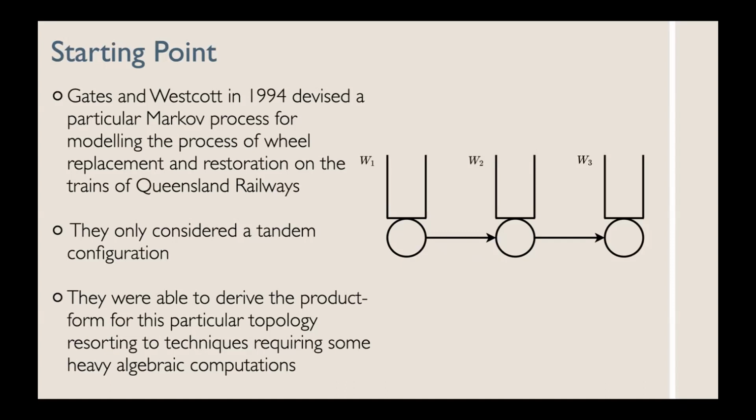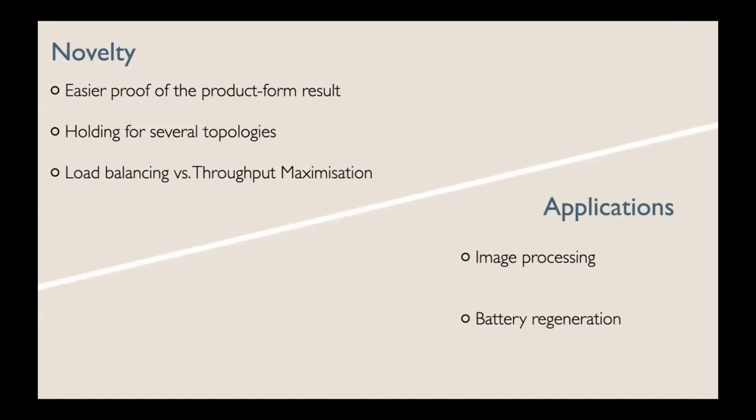They were able to derive the product form solution, but they had to use some techniques that required some very heavy algebraic computation. Our contribution was to give an easier proof of the product form result using a particular theorem that actually provides a very simplifying and elegant approach. We were able to prove that the result holds for several topologies. Actually, every topology we could try, with branches, cycles, confluence, and so on and so forth.